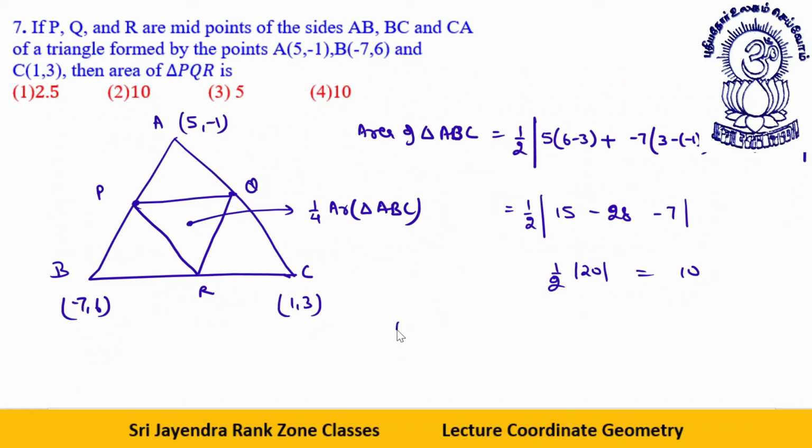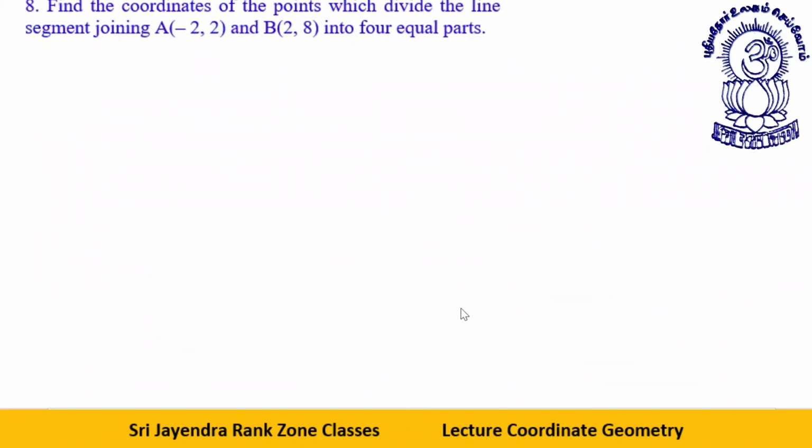Okay, now area of triangle PQR is equal to 1 by 4 of 10, that is equal to 2.5 square units. This is the answer. Fine. Shall I proceed ahead? Let's take the next one.